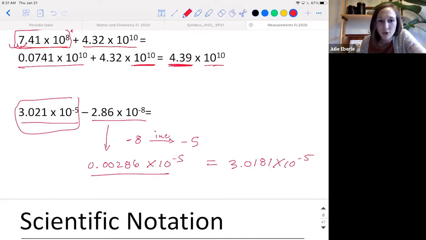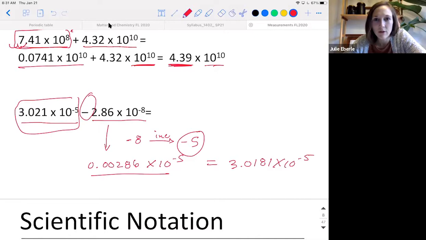And if you chose, I think, the third answer choice, I think you added instead of subtracted. Okay. And you're supposed to subtract. And then the last one, you just picked the wrong exponent. Remember, we converted to -5, not -8. Okay. All right. So that was that problem.